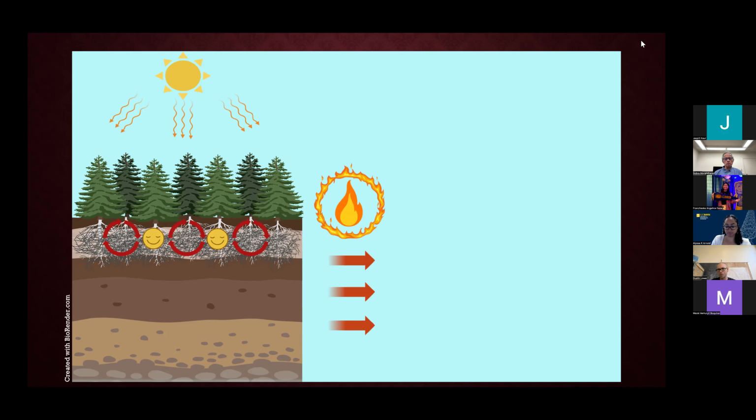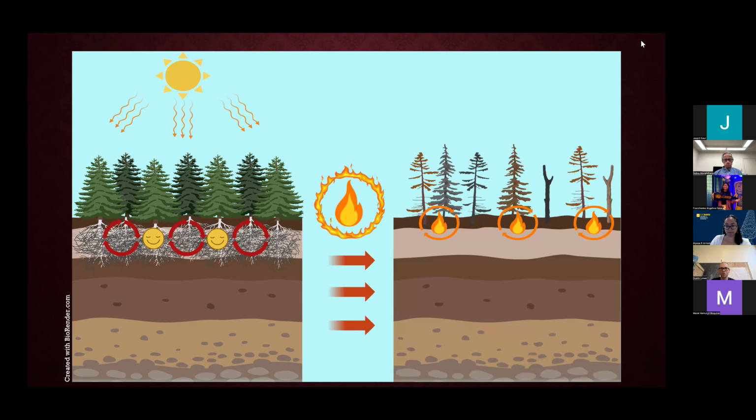But a fire comes through. And when a fire comes through, it kills the trees, as we know, heats up the soil, and kills all the fungi and the plant life. So I wanted to look at what happens to these symbiotic relationships after a fire rolls through, and how these relationships are reborn after the fire.